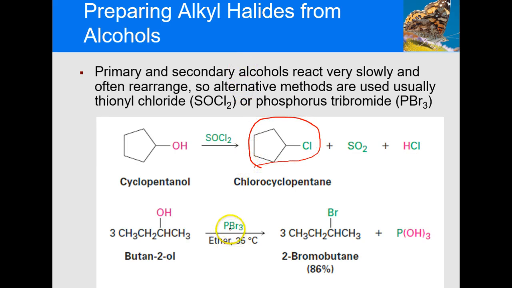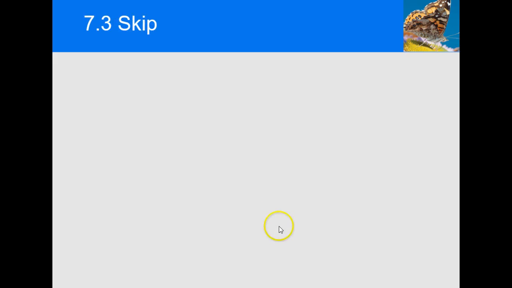Another one is PBr3. PBr3 does the same thing as SOCl2, but instead it puts on a bromine. Same thing. You want to do this on primary or secondaries. And we're going to skip 7.3.